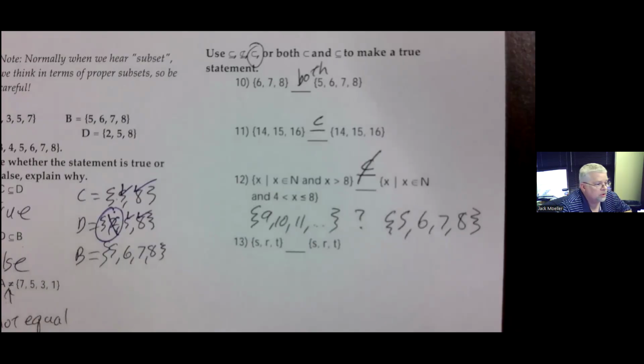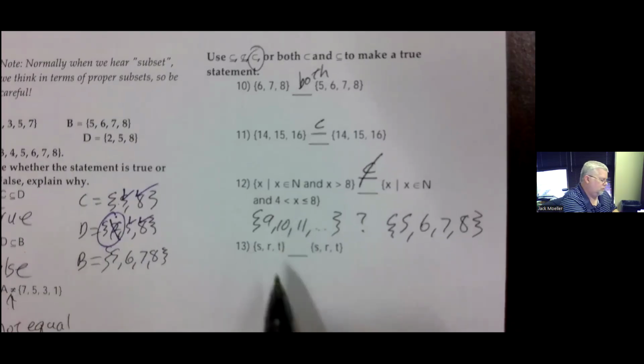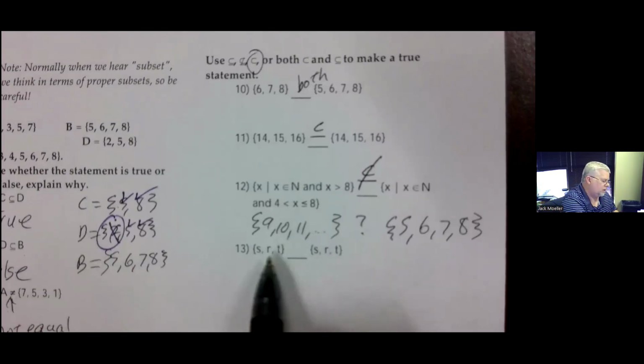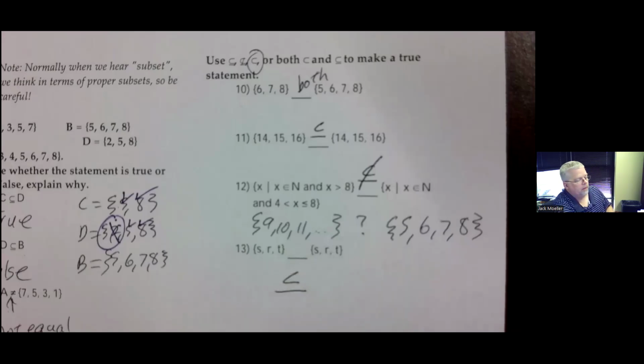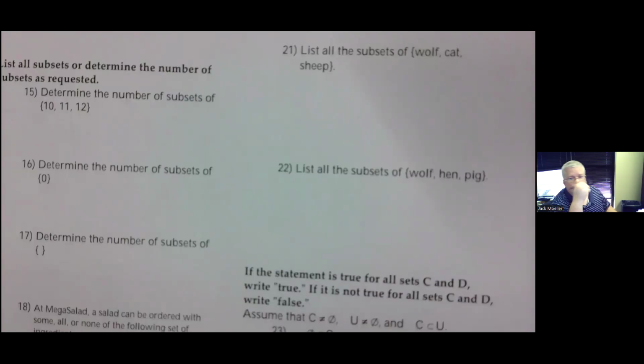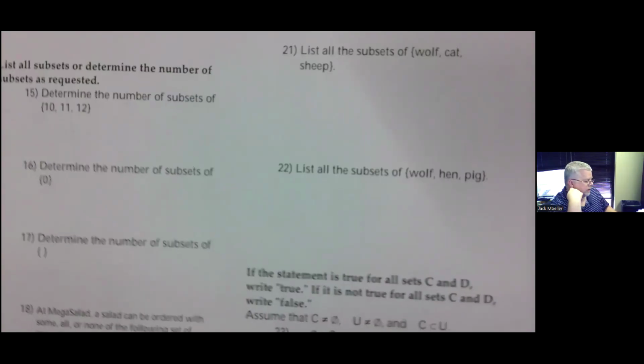Okay. What about 13? Well, 13 is just like 11. Those sides are equal. Right? So everything in the left is on the right, and it's equal. So it can only be a regular subset, not a proper subset, because proper subsets can't be equal. All right. And then after we go through this, we'll get into Math Lab and look at some different style problems.